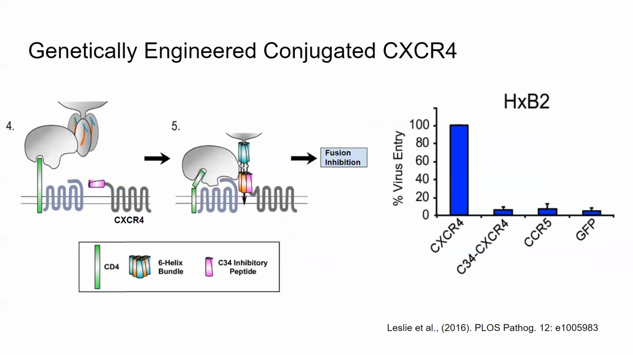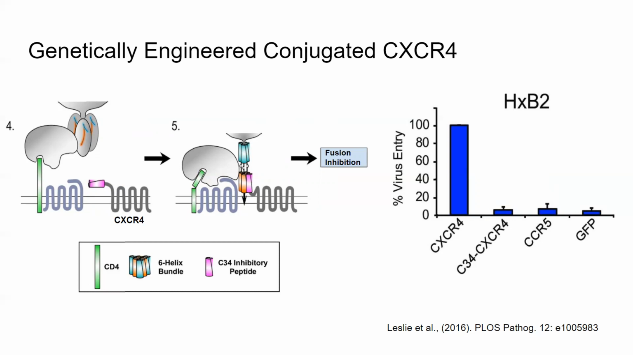So researchers in 2016 had an idea to genetically engineer the CXCR4 receptor to have an inhibitory peptide on its N-terminus. This inhibitory peptide would bind to HR1 on GP41, indicated in orange on this figure to the left. And when this inhibitory peptide of CXCR4 binds to HR1 on GP41, it inhibits the formation of the 6-helix bundle, which prevents the fusion of the two membranes.